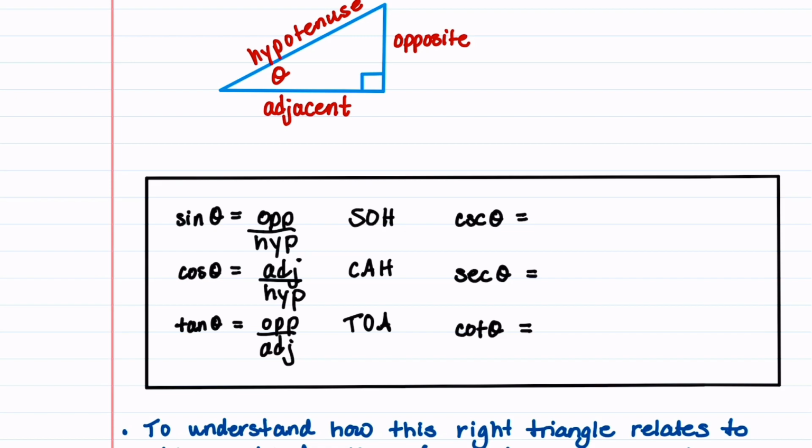Cosecant theta is then defined as 1 over sine theta, which is the hypotenuse over the opposite. Secant theta is defined as 1 over cosine theta, so that's going to be the hypotenuse over the adjacent. And then lastly, cotangent theta is defined as 1 over tangent theta, which will be the adjacent divided by the opposite.